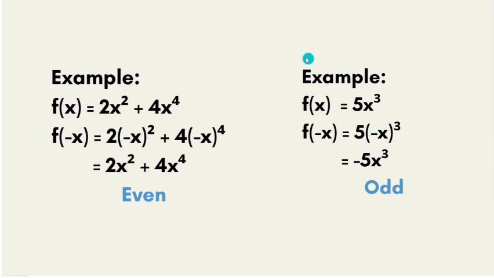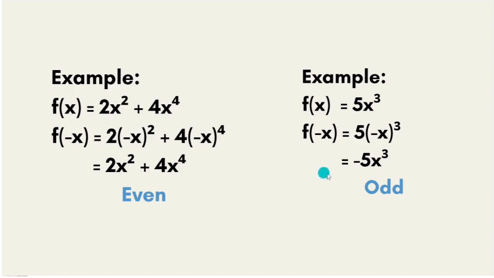So another, we have here f of negative x is equal to 5x cubed. So again, we will replace x with negative x. So f of negative x is equal to 5, then replace the x with negative x. So 5, then negative x raised to 3, and then negative x times negative x times negative x is negative x cubed, and then 5 times negative x cubed is negative 5x cubed.